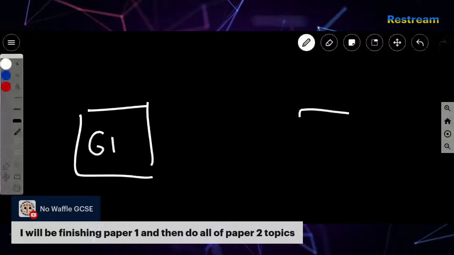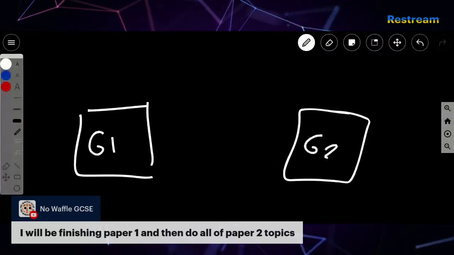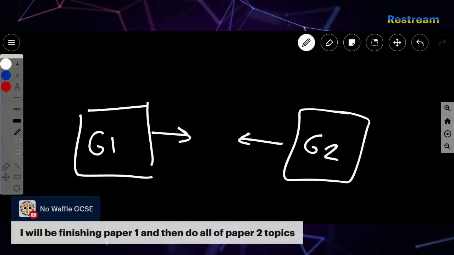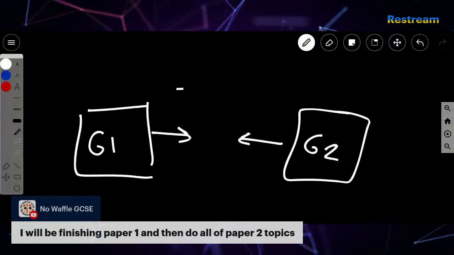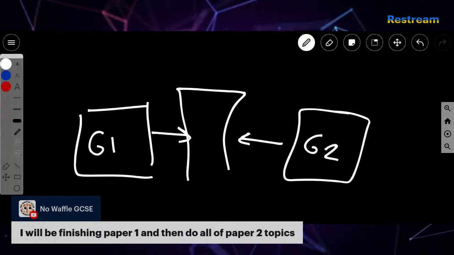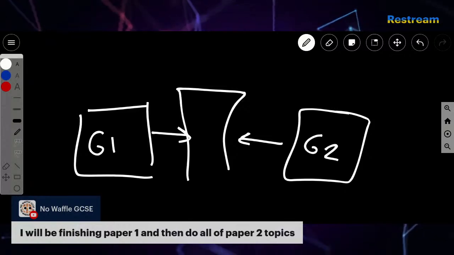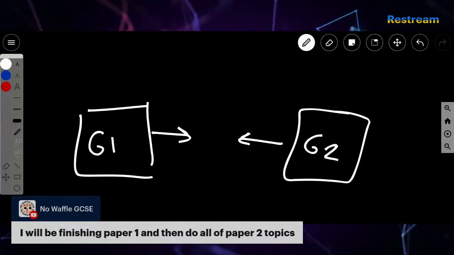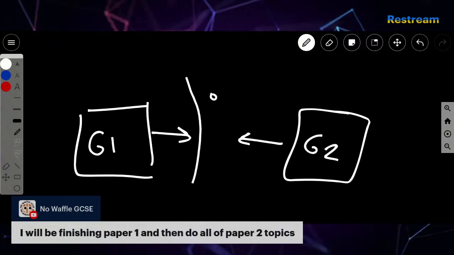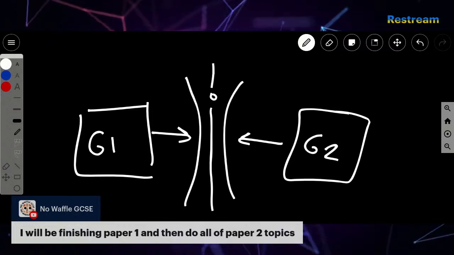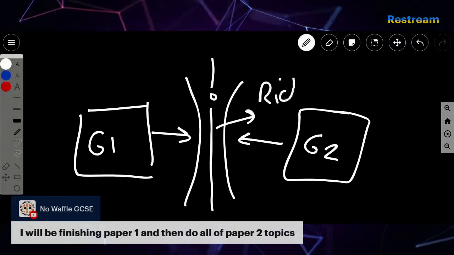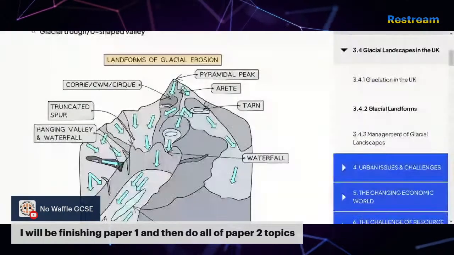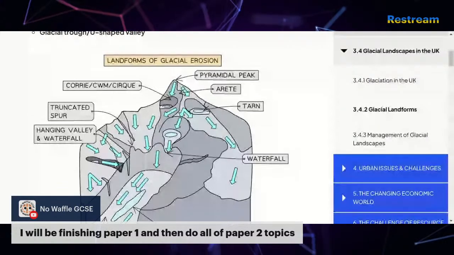One and glacier 2, and they both move in opposite directions but with the same force, and then it creates what once would be a cliff face. It then eventually makes it thinner and thinner and thinner until you get a pyramidal peak where it's just pointy at the top and forms a ridge like this. So imagine this is what you call a ridge. So that is the pyramidal peak and the arête.